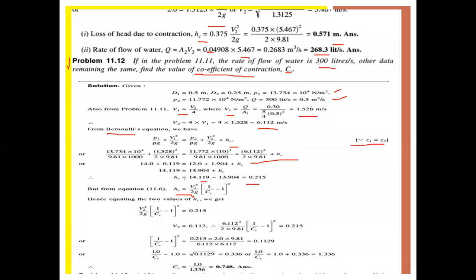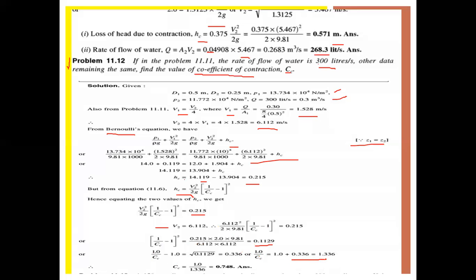Why are we using this formula? In order to get the coefficient of contraction Cc. So by using this formula, V2 square by 2g times (1 by Cc minus 1) whole square is equal to 0.215. Since my hc value has come, what do you have to find now? V2 is equal to 6.112. Therefore 6.112 squared by 2 into 9.8, and on simplifying, we get 1 by Cc minus 1 whole square. Put this on the right side and you get this value. Therefore 1 by Cc minus 1 is equal to root of 1.129. That implies this one.